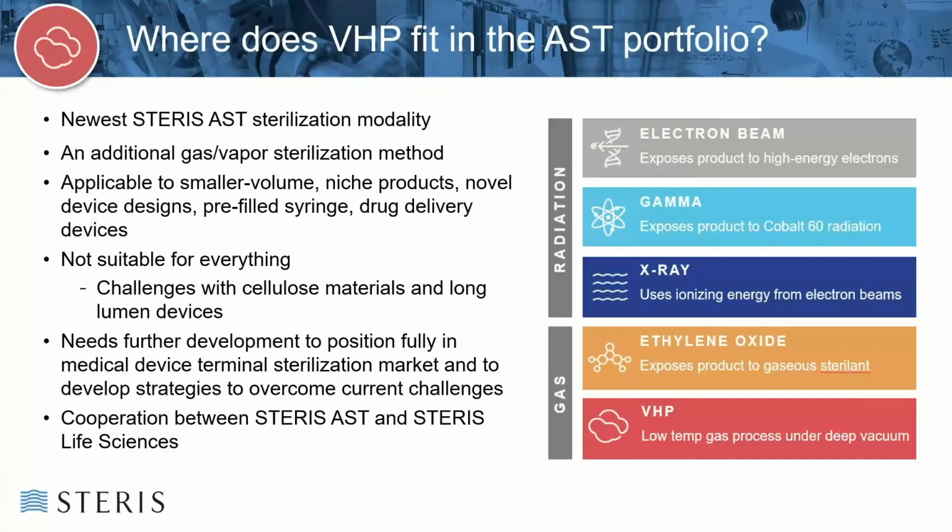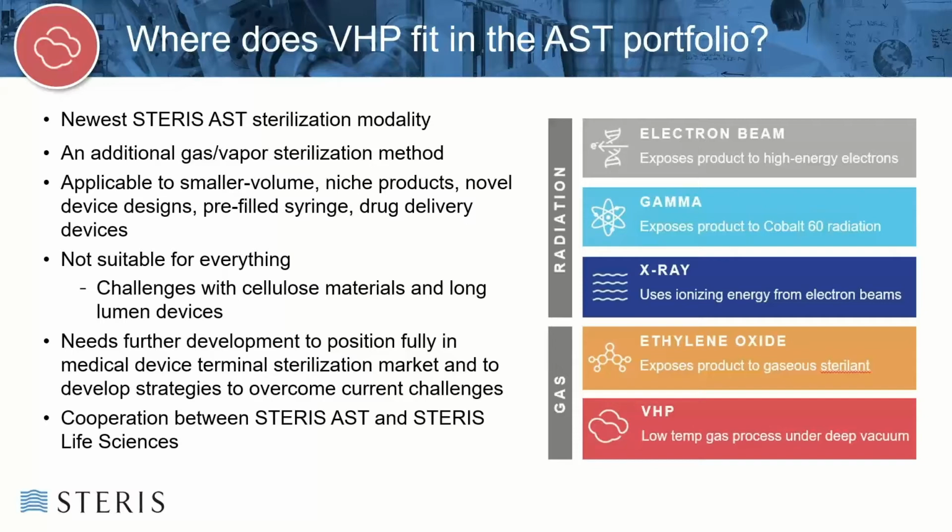So then where does VHP fit in STERIS AST's portfolio? As I said, VHP is the newest sterilization modality in the AST portfolio. It's been brought in as an additional gas or vapor sterilization method. Up until now, we had 3 sterilization technologies for use with radiation in our electron beam, gamma radiation, and X-ray technologies. But before this, we only had the one gas technology in ethylene oxide. So by bringing VHP in, we just provide another alternative option to choose from. If your product can't be processed with radiation, but might have, say, an electrical component that makes it unsuitable for use with ethylene oxide, VHP is now just another choice that we can look at.